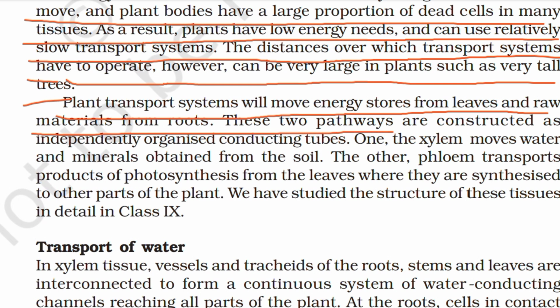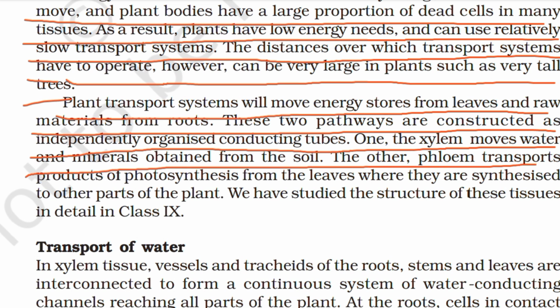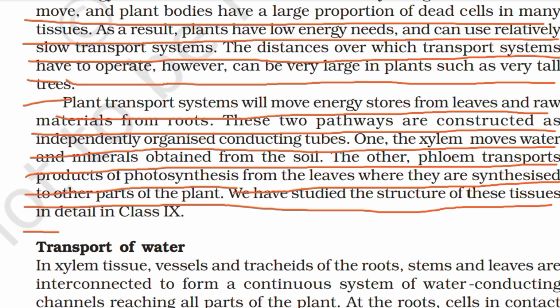These two pathways are constructed as independently organized conducting tubes. One, the xylem, moves water and minerals obtained from the soil. The other, phloem, transports products of photosynthesis from the leaves where they are synthesized to other parts of the plant. We have studied the structure of these tissues in detail in class 9. Transport of water.